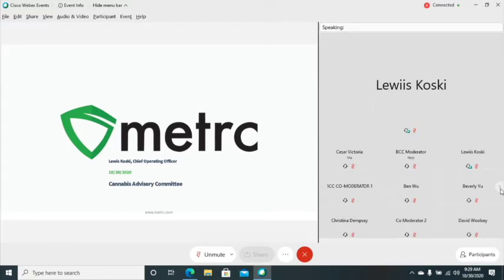In addition, strategies for more effective coordination and collaboration between California's licensing authorities, industry users, and Metrc are in development. And joining us to provide a report on these efforts is Metrc's Chief Operating Officer, Mr. Lewis Koski. And I'll turn it over to Lewis next.